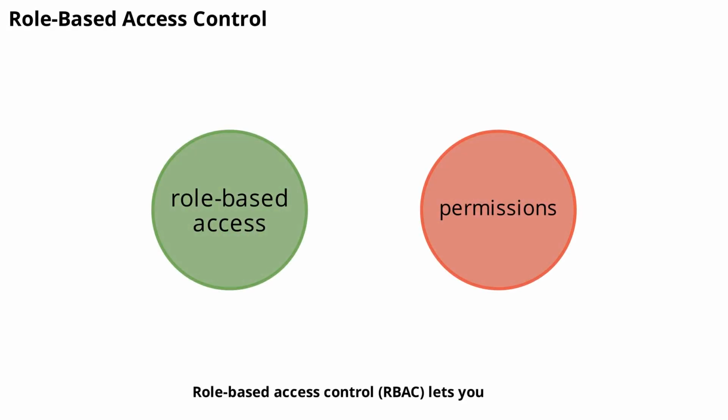Role-based access control, RBAC, lets you assign permissions based on user roles. For example, contributors can draft articles, reviewers can approve, and admins can publish. This structure simplifies management and ensures everyone knows their responsibilities. Regularly review roles to keep your workflow secure and up-to-date as your team evolves.